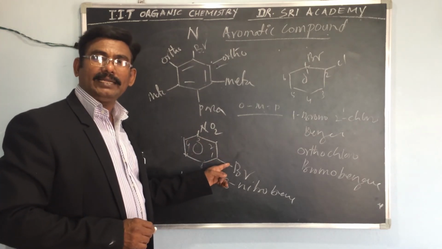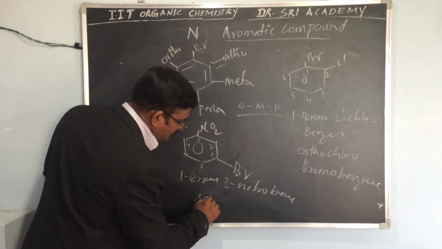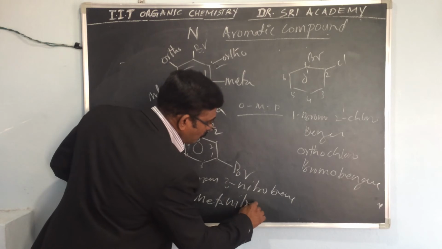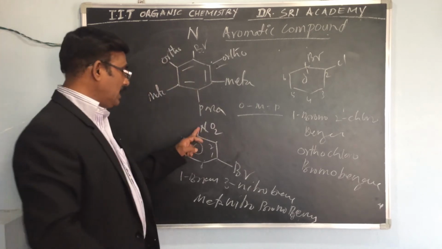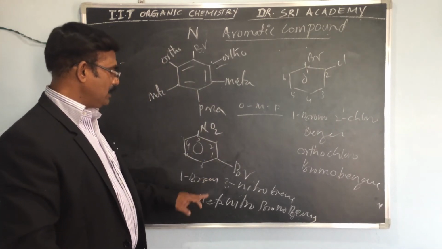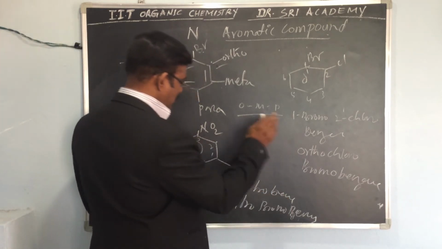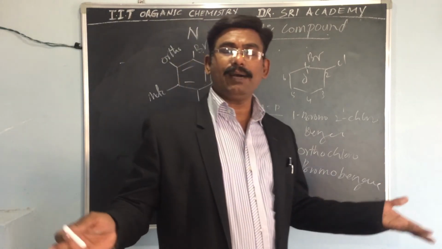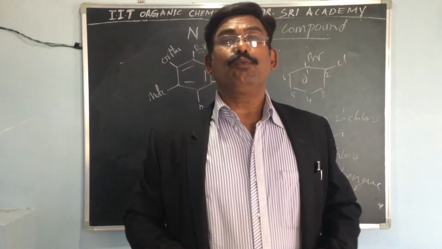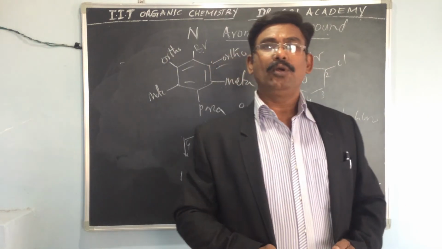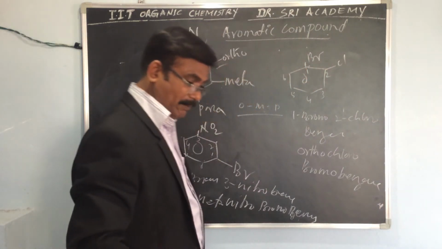So you can write now that it is meta-nitro-bromobenzene. Or 1-bromo-3-nitrobenzene, if you give the numbering simply, or meta-nitro-bromobenzene, like ortho-chloro-bromobenzene. Okay, one more example, for the para position.